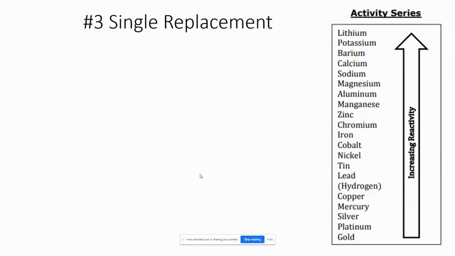All right. One thing about this, they don't always happen. So we're going to have to look at this chart right here to figure out when a single replacement reaction will happen and when it won't. Some of our metals are more active than others. A more active metal replaces a less active metal. So all these things up here at the top, lithium is our most active metal. Gold is our least active metal. More active means it replaces.